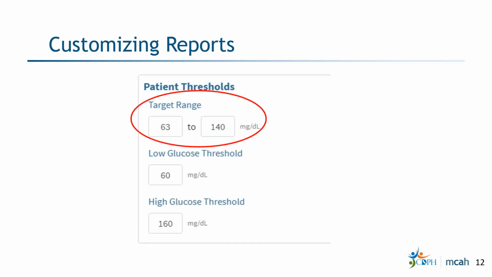One thing that is super, super important is the target range. In pregnancy, the international consensus on time in range states that the target for pregnancy is 63 to 140. So when you're looking at your reports, you want to set it to this target range, because if you don't, then you're not really going to know what you're looking at, right? If you keep it at 70 to 180, you don't really know if your patient is meeting their outcomes.